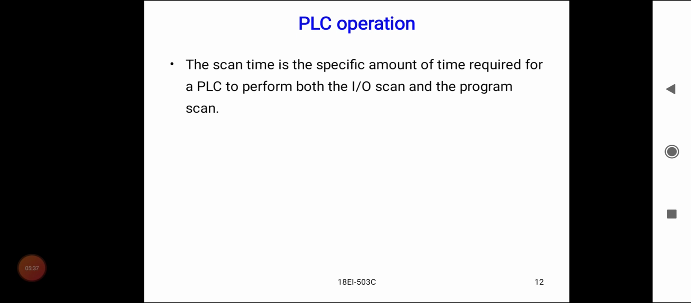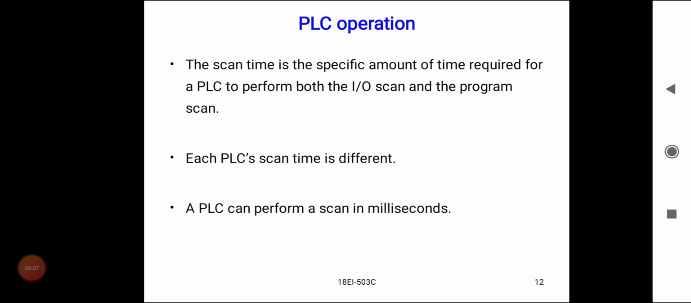The scan time is the specific amount of time required for a PLC to perform both the IO scan and the program scan. Each PLC scan time is different. A PLC performs a scan in milliseconds.